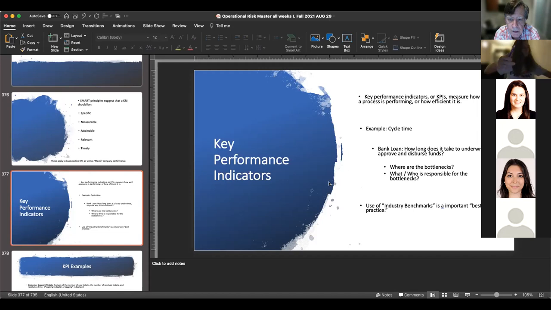You would use industry benchmarks as an important best practice. For example, what should the cycle time be for a mortgage loan? Should that take 2 weeks to do? Should it take 2 months to do? You have to find industry benchmarks and compare yourself against those benchmarks. Are you getting closer? Are you below the benchmarks? Are you above the benchmarks? Those are all examples of key performance indicators.